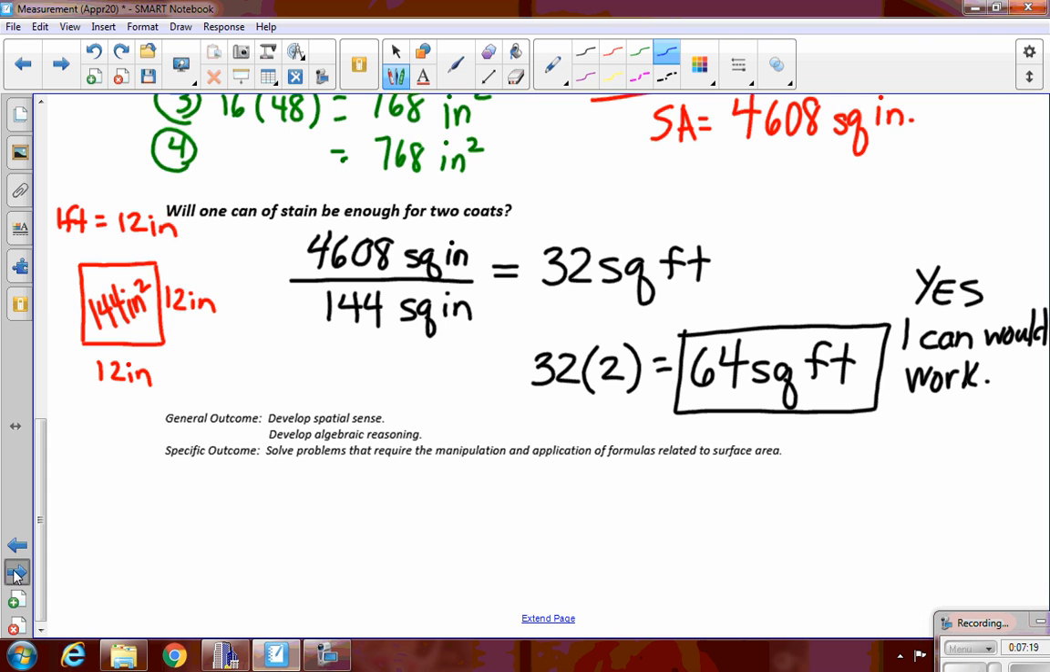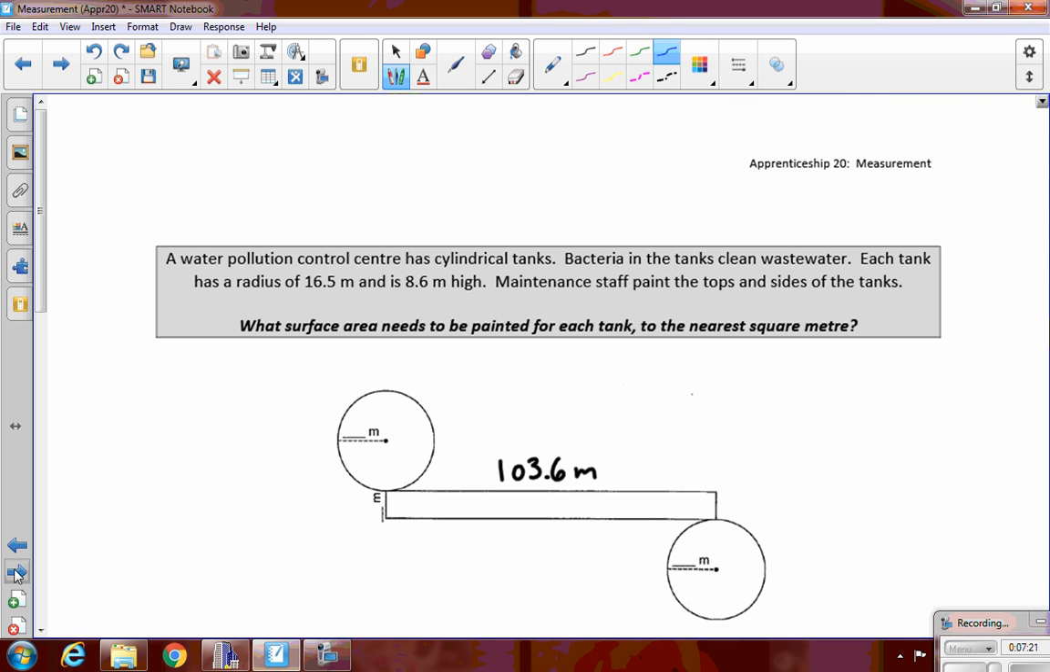The next question shows us a net of a cylinder. And we read the question saying we're talking about a water pollution control center, and it has some cylindrical tanks. It says bacteria cleans the water, and each one has a radius of 16.5 meters, and it's 8.6 meters high. And it says maintenance staff paint the tops and the sides of the tank. So they don't paint the bottom of these tanks, and that's important when we're talking about the surface area in this question. Now you'll need to add this measurement to your diagram, but the rest of the information is provided.